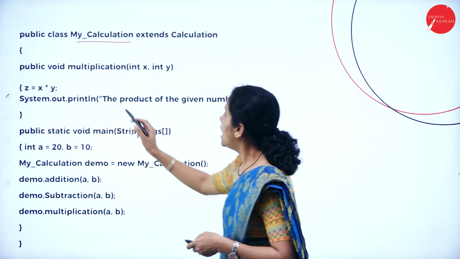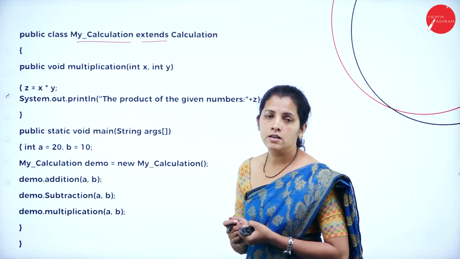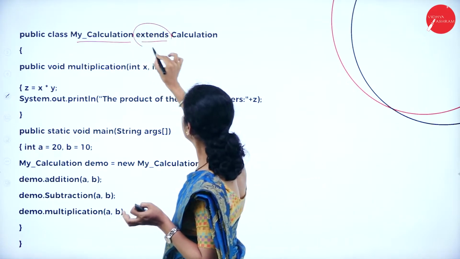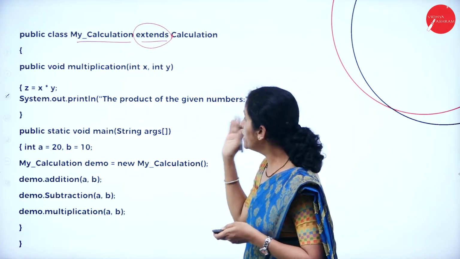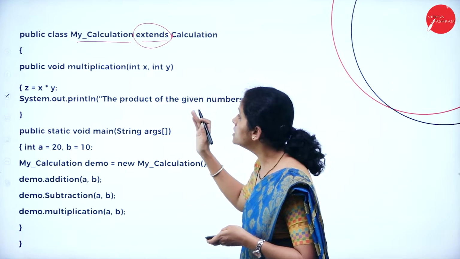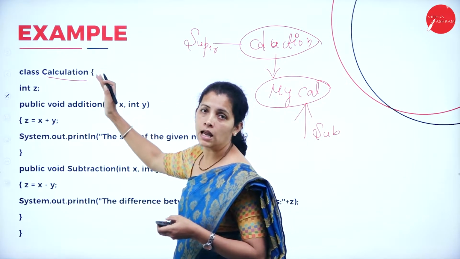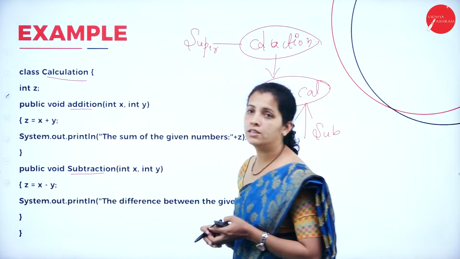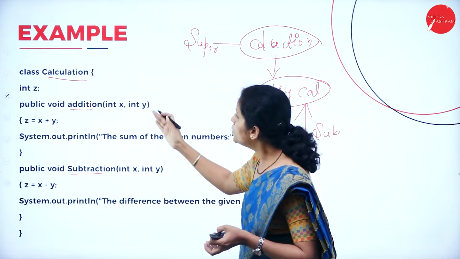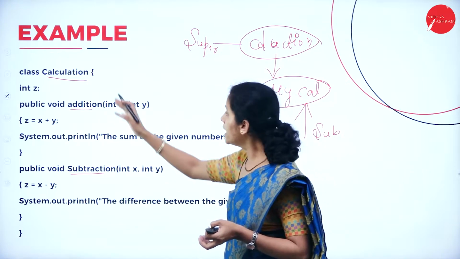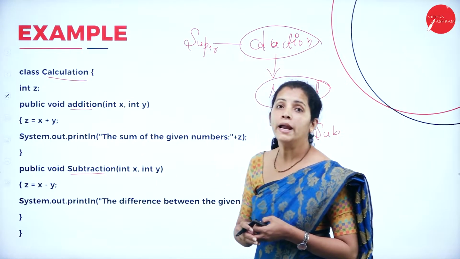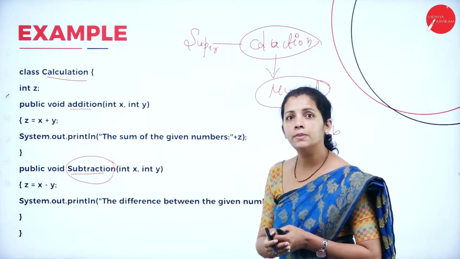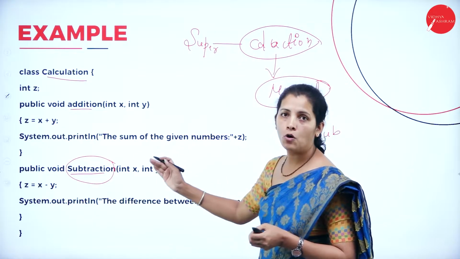Now see here, I'm going to use the extends keyword because it is inheritance, and to implement inheritance I'm going to use the keyword extends. So I'm going to make use of all the properties which are present in my superclass. So here I have used addition as well as subtraction. That means here I'm going to use two methods, that is addition, which is mainly used to perform addition operation, as well as a subtraction method, which is mainly used to perform subtraction operation.